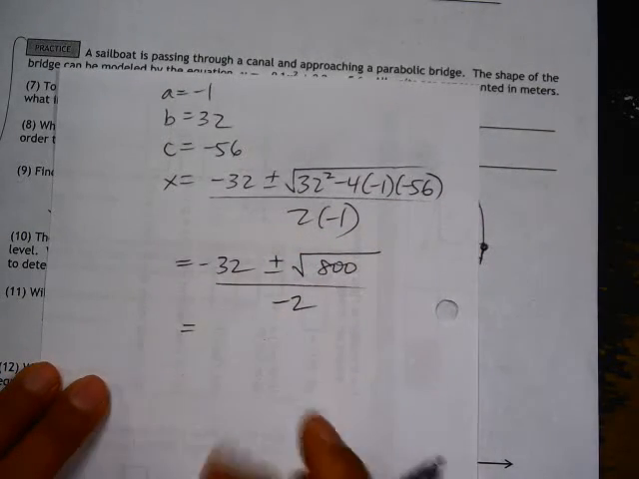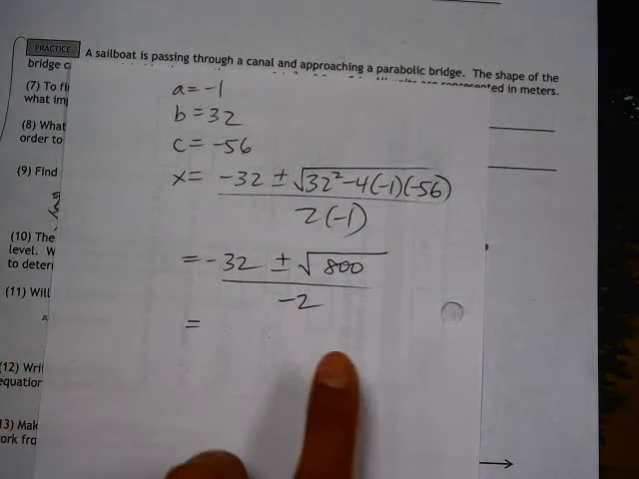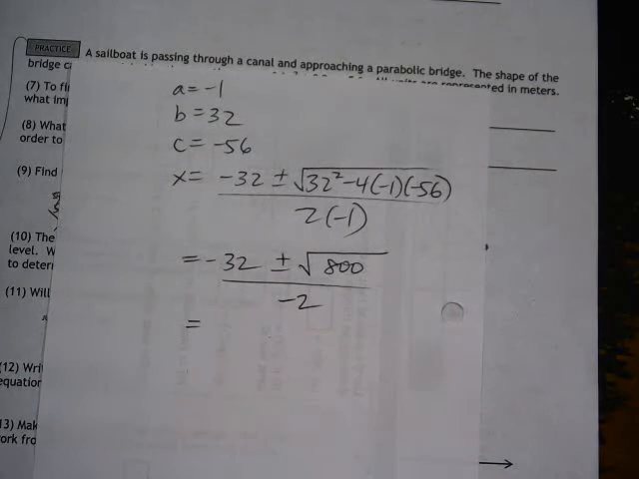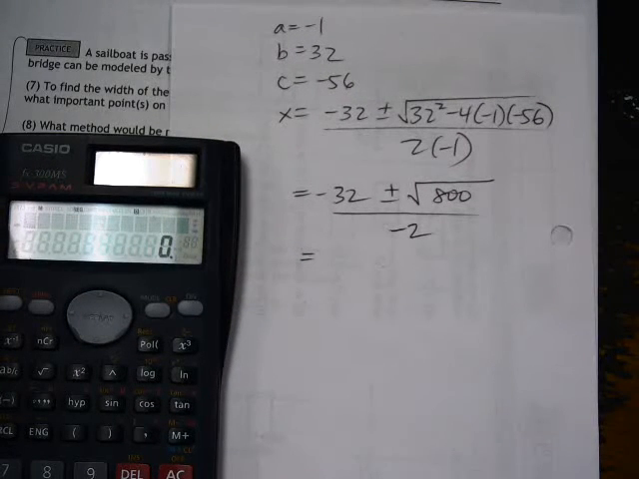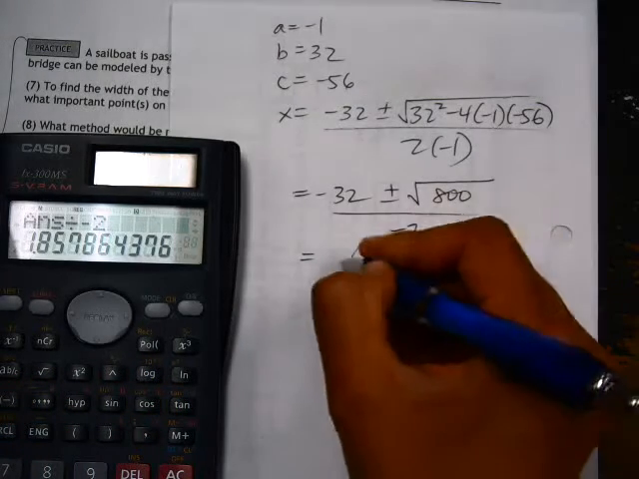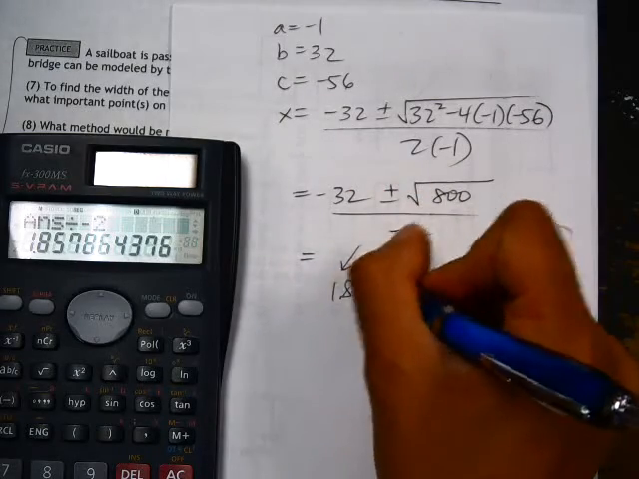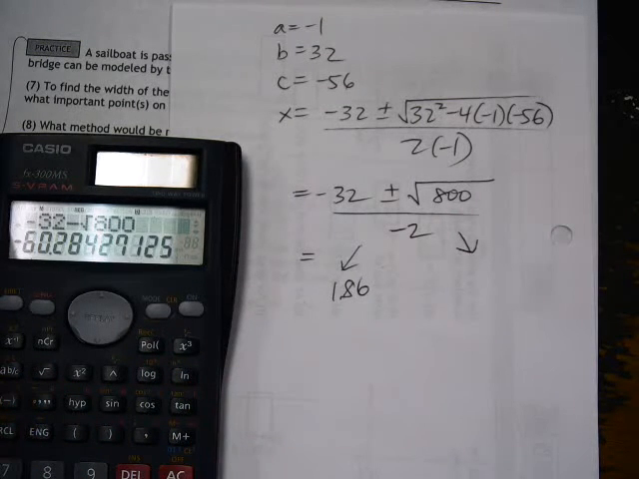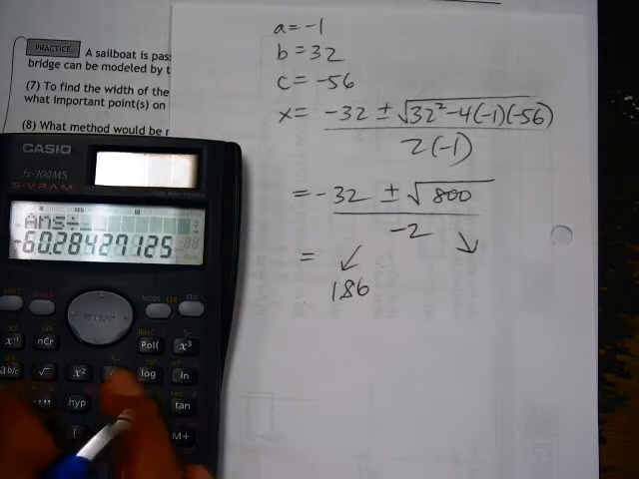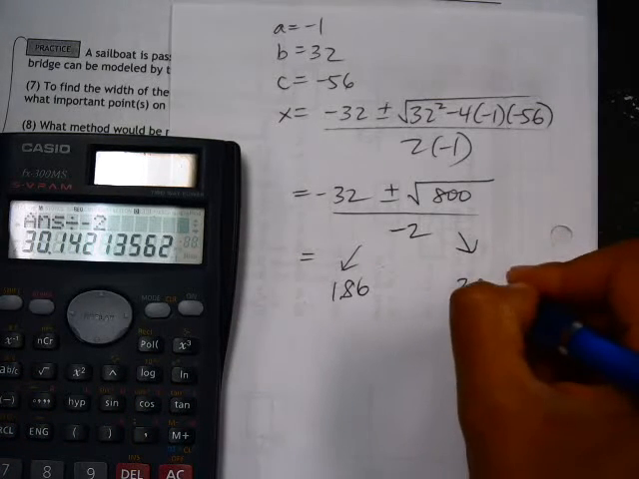So since this is a real life application problem, we might as well change this to decimal form instead of leaving it in radical form so that we get a better idea of how far apart these x-intercepts are. So if we type that into a calculator, negative 32 plus the square root of 800 divided by -2, that's going to be one root at 1.86. The other root would be negative 32 minus the square root of 800 divided by -2, which is 30.14.